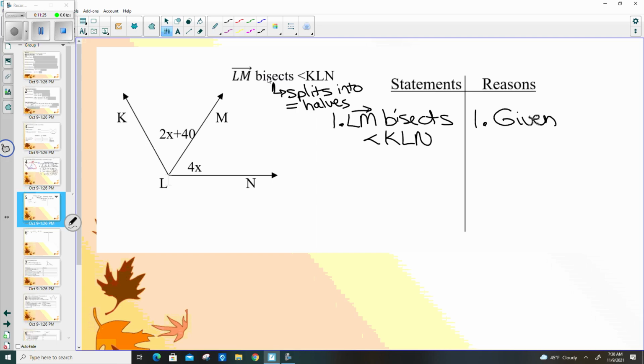Okay. So knowing that it cuts it into 2 equal halves, what geometry statement can you tell me? Or what piece of information does that help me with in the picture? Perfect. Angle KLM, I'm going to use a geometry term of congruent to angle MLN.